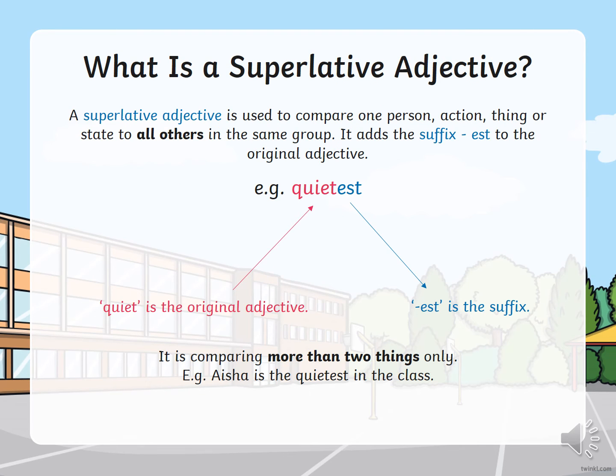So a superlative adjective is used to compare one person, action or thing to all others in the same group. Rather than just one other, it's comparing it to all others. And here we use the suffix EST to go on to the end of the original adjective. So our original adjective here is quiet, and our suffix is EST, so we have got the word quietest. And it is comparing more than two things. So Isha is the quietest in the class. She's not just quieter than someone else, she is the quietest.